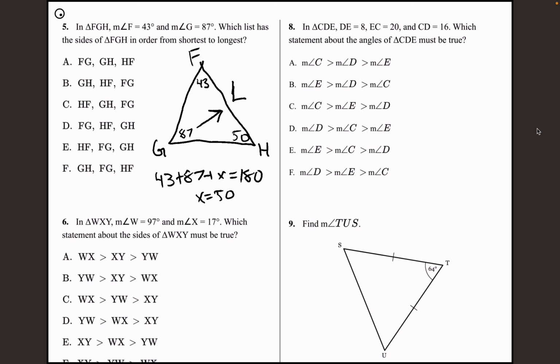So then, if I just said that with 87, how can I figure out what my smallest side is? It's going to be across from the smallest angle. So what side is that going to be? GH. So which of these options is going to be my answer if I'm going shortest to longest? This is an S. GH is my shortest. FH is my longest. This is the middle.